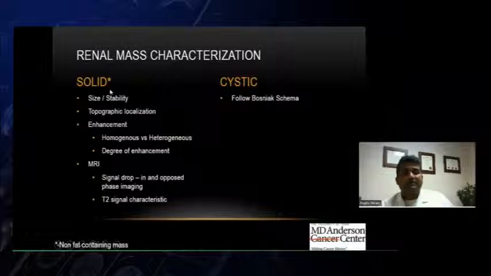Now, for a solid lesion, what is the size of the lesion? What is the stability? Do we have any old studies? What is the topographic localization? I'll talk to you about this in a minute; that is a completely new approach of looking at renal masses. What is the enhancement? Is it homogeneously enhancing? Is it a heterogeneously enhancing mass? What is the degree of enhancement? What does the peak enhancement look like? And if you have MRI, are there other sequences which can give you additional information, like signal drop? Does it drop signal on the in and opposed phase? What is the signal on T2 weighted imaging? So these are the things that you're talking about.